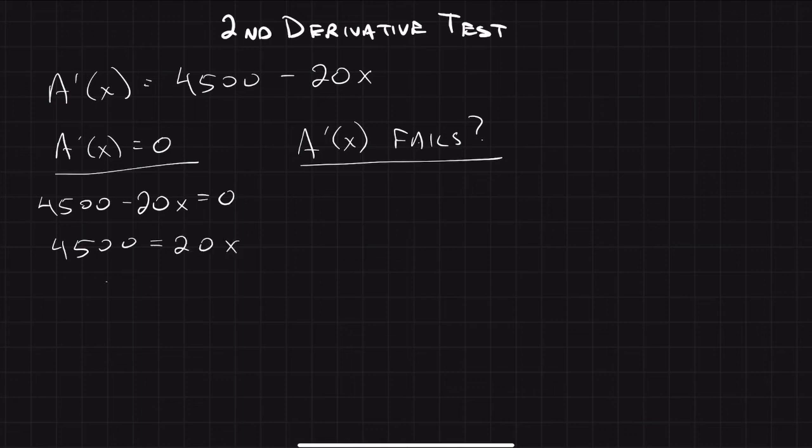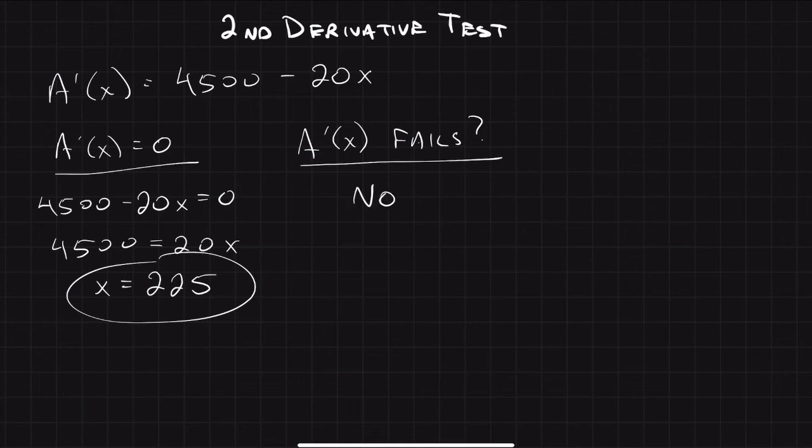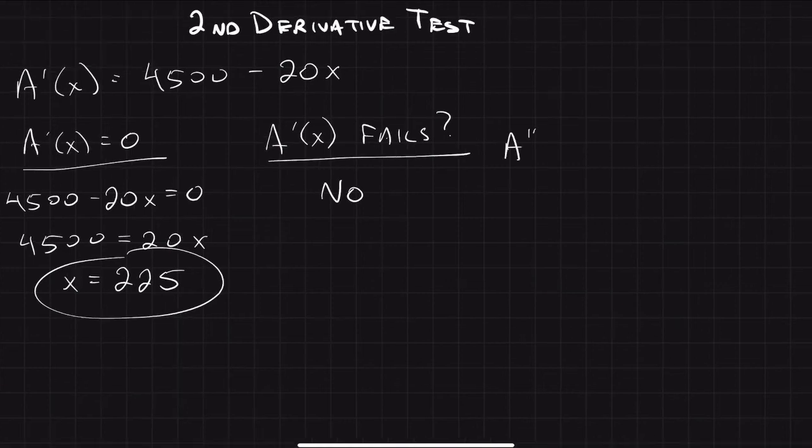4,500 divided by 20 is 225. So x equals 225 is a critical value. Now, does A prime fail? Since A prime was a polynomial, that means the derivative of that will not fail. Now we can find the second derivative. The second derivative would be equal to negative 20.